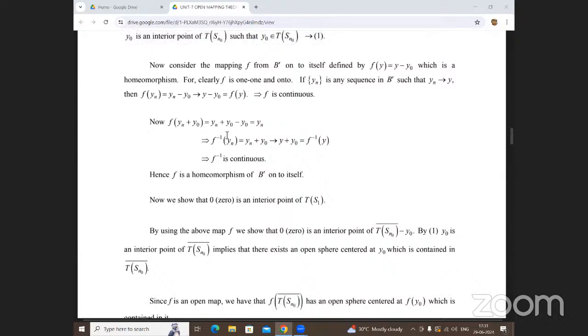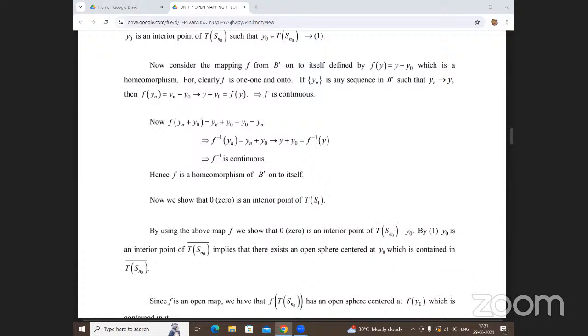So that value is equivalent to Yn. What is the image of Yn? The inverse of the image equals the image of the inverse, a property we already know. So F inverse of Yn equals, what is the inverse of this part? Yn plus Y0 converges to, replacing Yn by its convergence point Y, Y plus Y0. So this is the inverse of the function, and that value is equivalent to F inverse of Y. So the inverse of the function is also continuous. Assumption: the function is continuous and the inverse of the function is continuous.